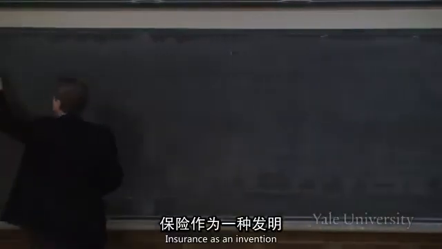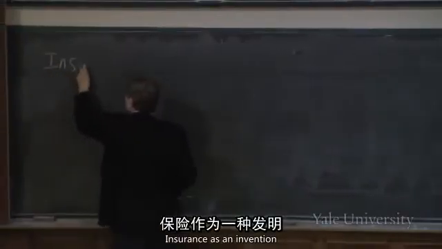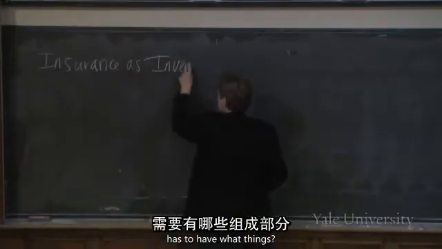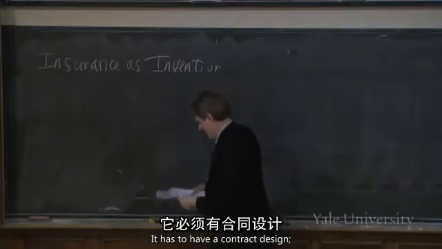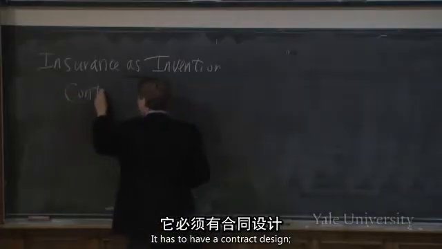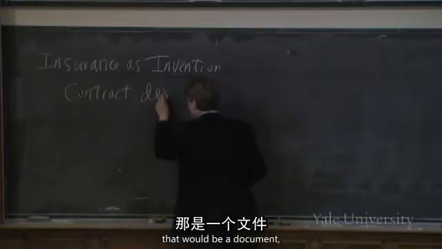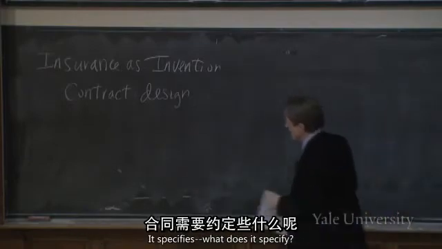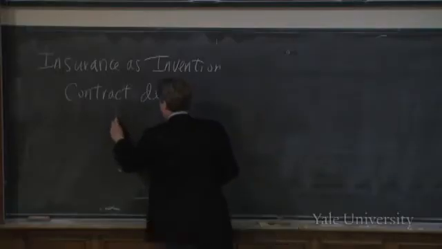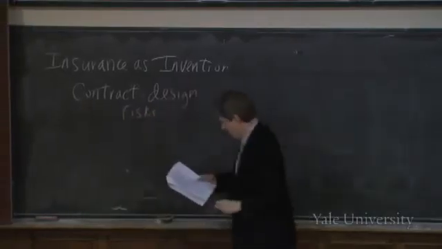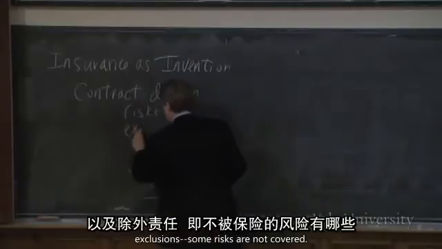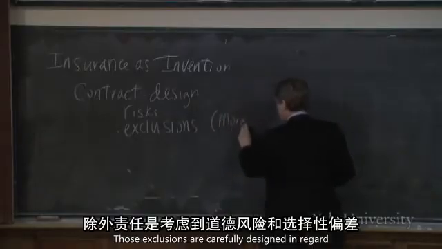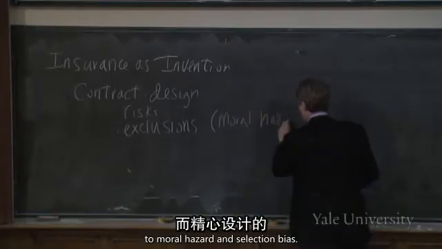So, insurance as an invention has to have what things? It has to have a contract design. That would be a document, which is a contract between the insured and the insurance company that specifies what risks are covered and exclusions. Some risks are not covered, and those exclusions are carefully designed with regard to moral hazard and selection bias.